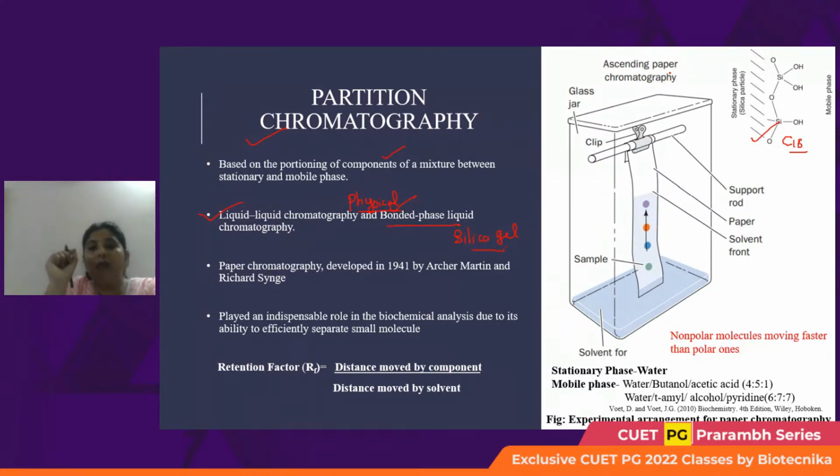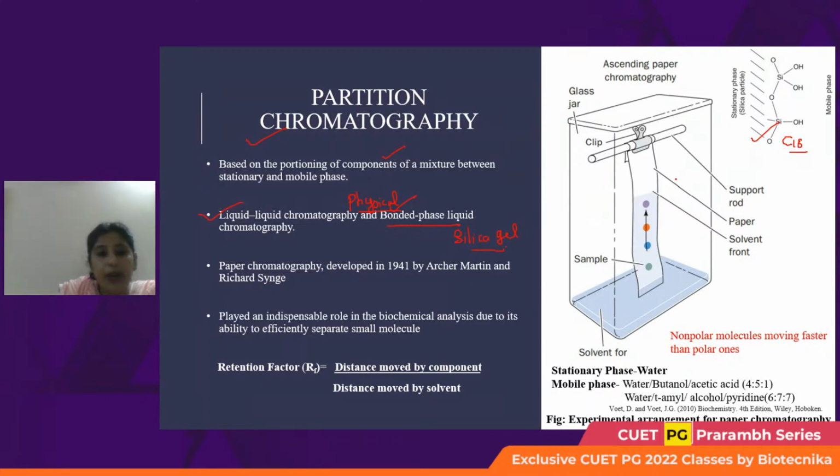So paper chromatography is a partition chromatography, right? And why I'm emphasizing paper chromatography is because it's a very basic technique. It is usually used nowadays for teaching purposes, but it has played a very indispensable role in biochemical analysis because it has the ability to efficiently separate small molecules, like peptides, amino acids, oligopeptides, nucleotides, oligonucleotides, right?